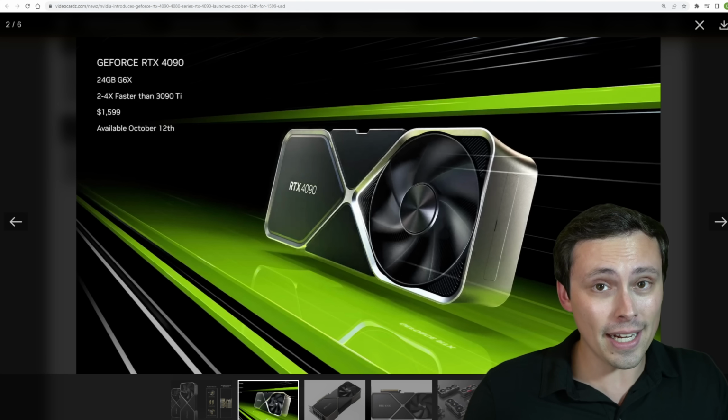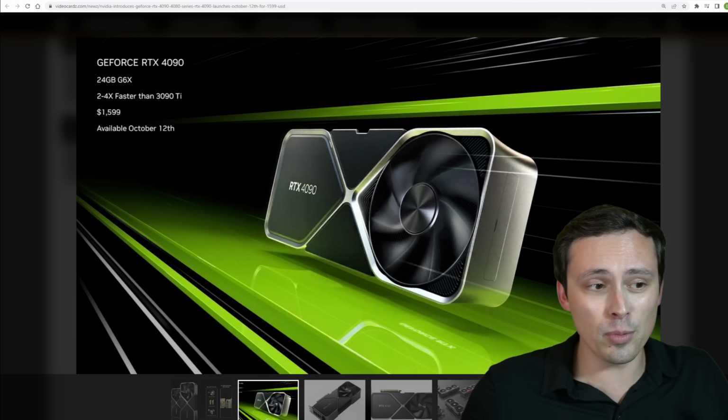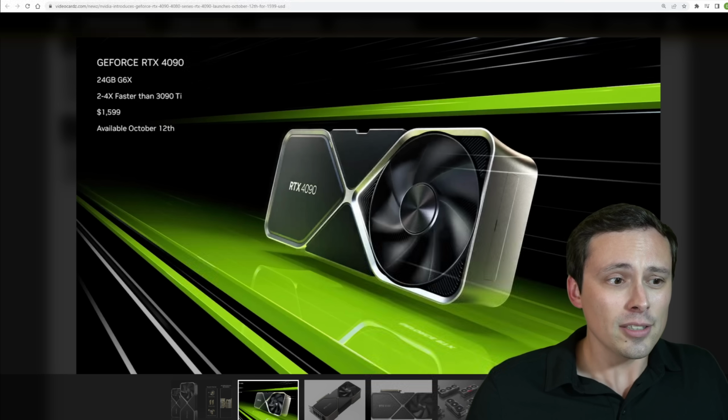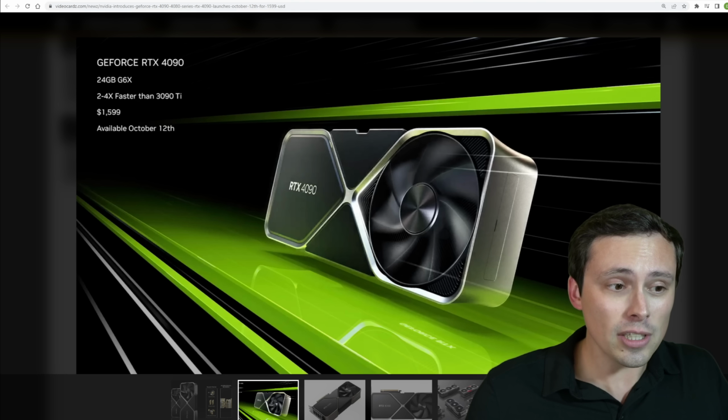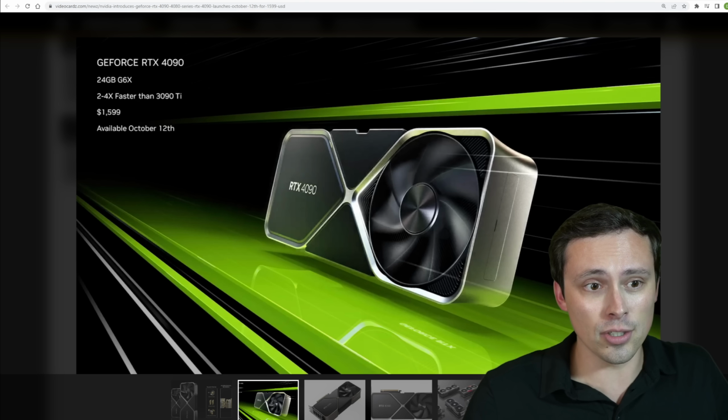The price is quite high, although crypto mining shouldn't be as big of a concern. So I still expect these to sell out initially, but maybe come back in stock again soon.